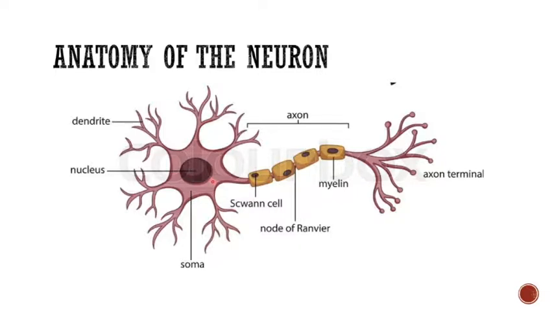From the soma of the cell, we have projections. Those projections are going to be very important later for understanding the transmission of messages through the neuron. Those projections coming out from the soma are called the dendrites. And the dendrites are the structures in charge of receiving a signal and transporting it through the soma to the rest of the neuron.